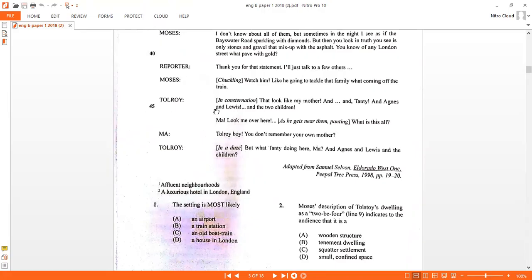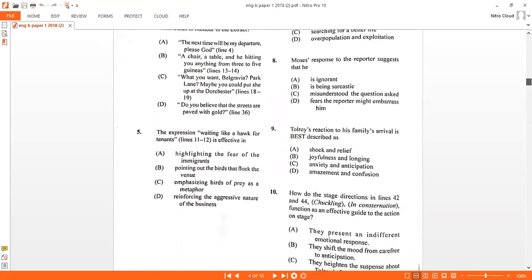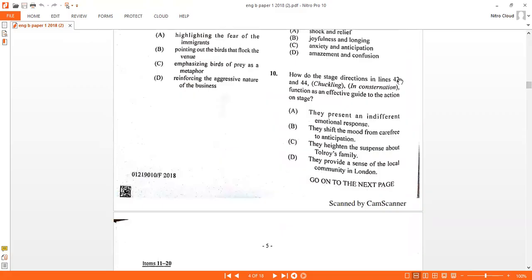And then Tolroy, in shock, he says, oh, that's your mother. So the question is saying to us, how is it that the stage direction given, first happiness, then quickly dismay and confusion, functions as an effective guide to what is happening on stage? Now let us look at the options. A says they present an indifferent emotional response. B, they shift the mood from carefree to anticipation. C, they heighten the suspense about Tolroy's family. And D, they provide a sense of local community in London.